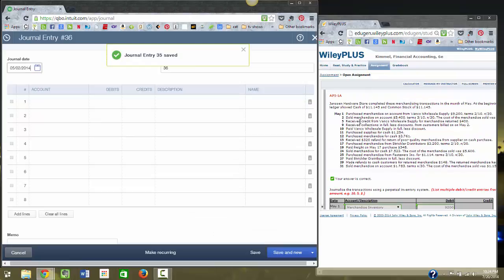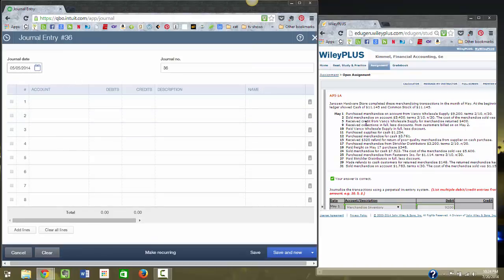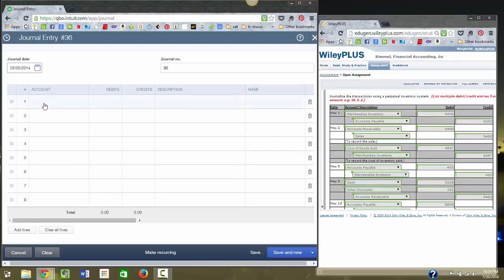Okay, next day, May 5th. Change the date. Received credit from Vanco Wholesale for merchandise returned, $400. All right, so we're going to debit accounts payable.